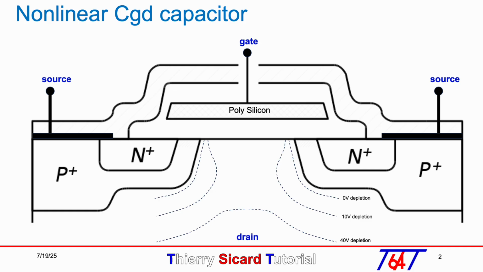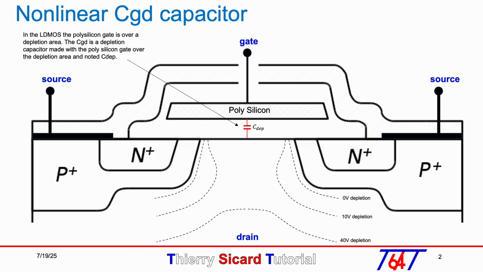The polysilicon gate above the depleted drain region provides a depletion capacitor. The depletion capacitor C-dep behaves like the PN junction capacitor. The Cgd depletion capacitor symbol is noted in dark blue.